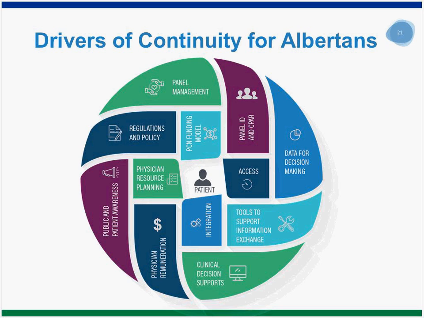We do note that this is the key technical enabler to continuity. So while all of this is developing, there are lots of other things that you can do to look at continuity and that are drivers for continuity. So PAN ID and CPAR is the purple stripe in the top right, but there are lots of other pieces. So public and patient awareness, which we're working on to get done, physician remuneration, regulations and policy, management, analytics, integration, clinical decision supports, the funding model, access, et cetera.